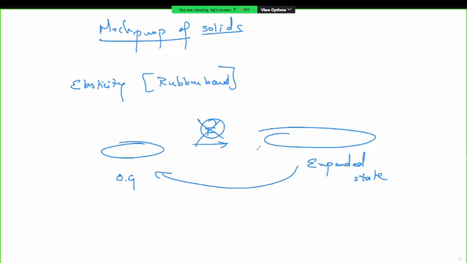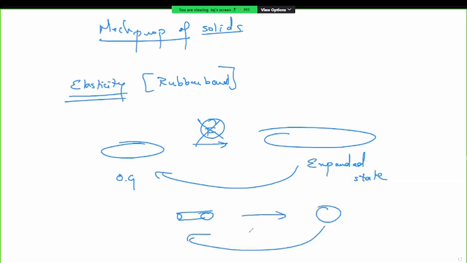This transformation from expanded state to original state on removal of force is called elasticity, or the elastic nature of the rubber band. Getting it? So will this work for clay? Clay example will not work. I'll tell you. Take a cylinder of clay. You apply some force, make it into a ball. Now, the moment you stop applying force, will the ball turn into the cylinder again? No. Because it is not elastic in nature.